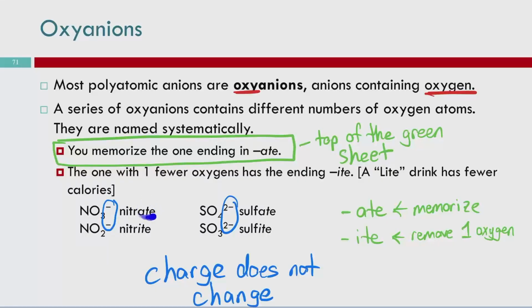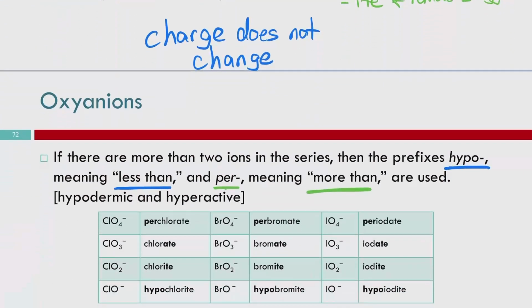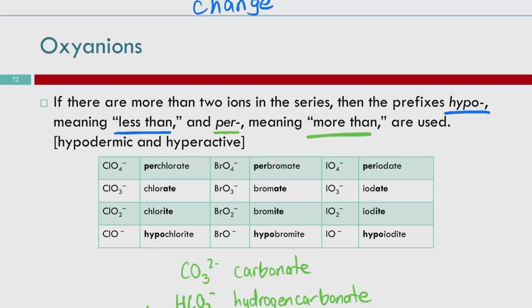The ATE form is the one that we memorize. The ITE is one less than that, so take one of the oxygens off. The charge stays the same. We can also add one. On top of our ATE form, we can add another oxygen. So instead of ClO3 for ATE, we add ClO4, still with a 1 negative charge, and we add the per prefix in front. We can also subtract 1 from our ITE ending. So instead of ClO2 minus, it's ClO minus, and we add the hypo prefix to say we took off 1 more.